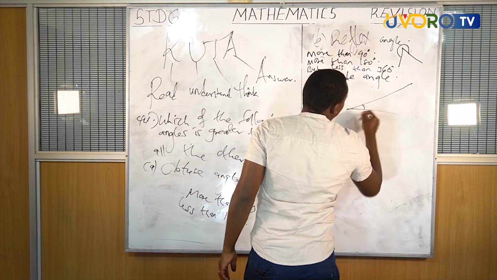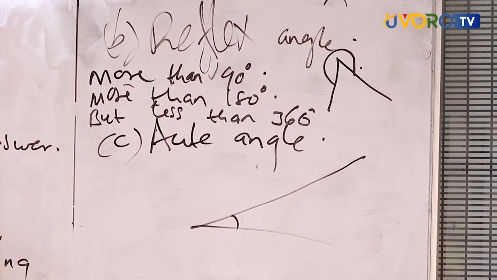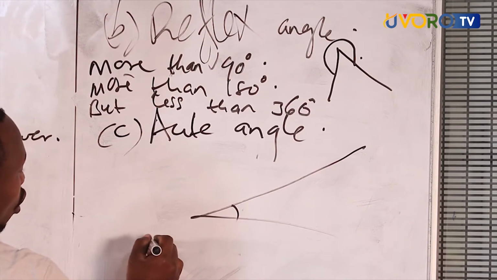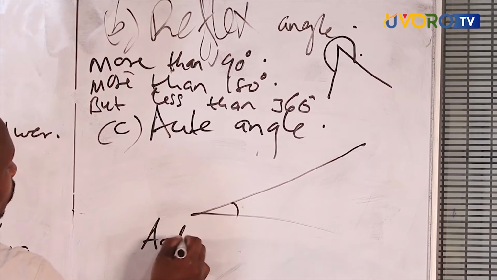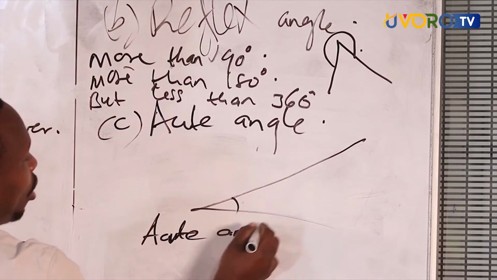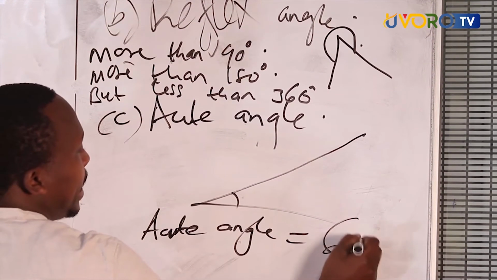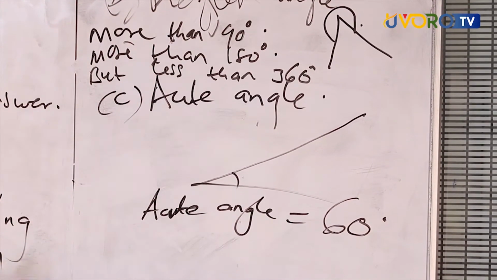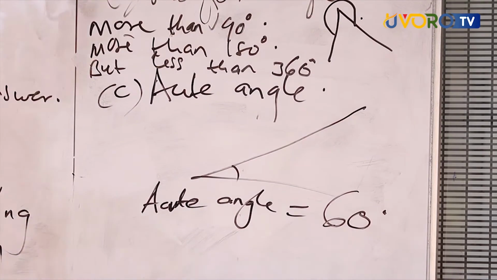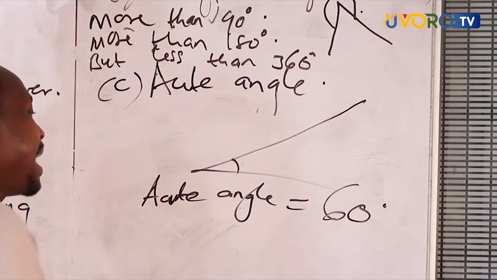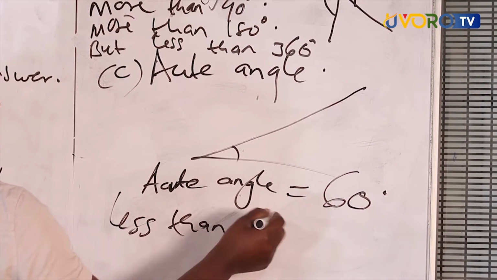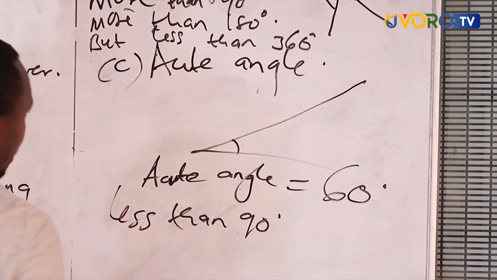We go to acute. So an acute angle is 60 degrees. It can also be 30 degrees. It is less than 90 degrees, less than 180 degrees.